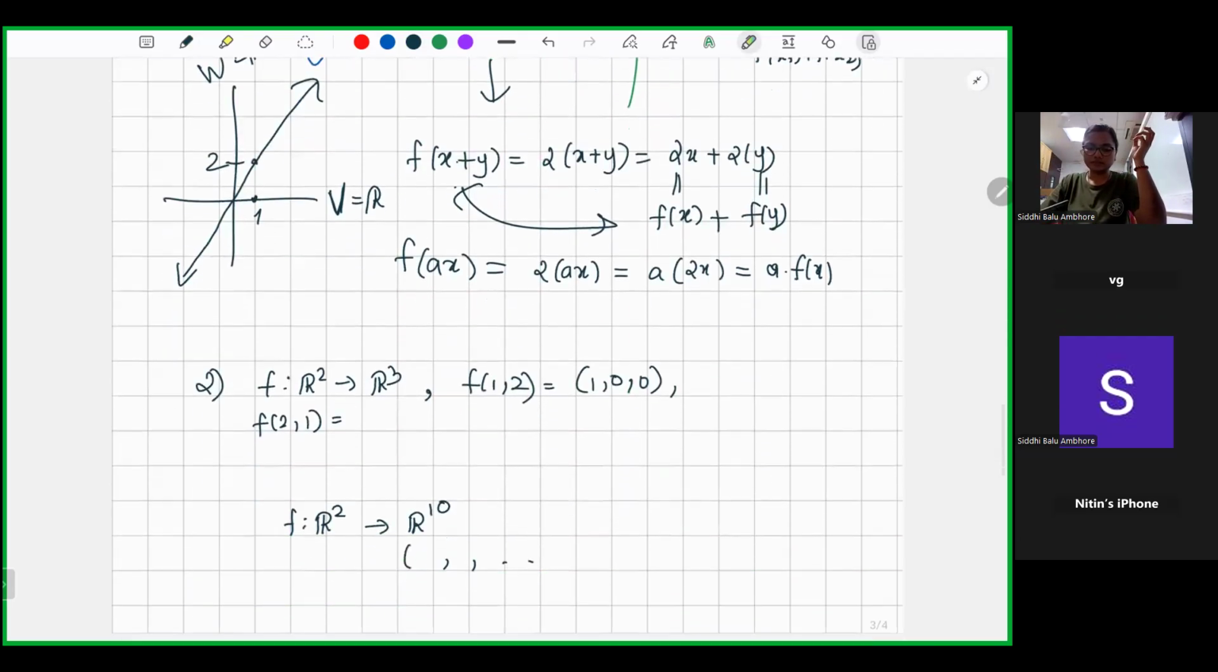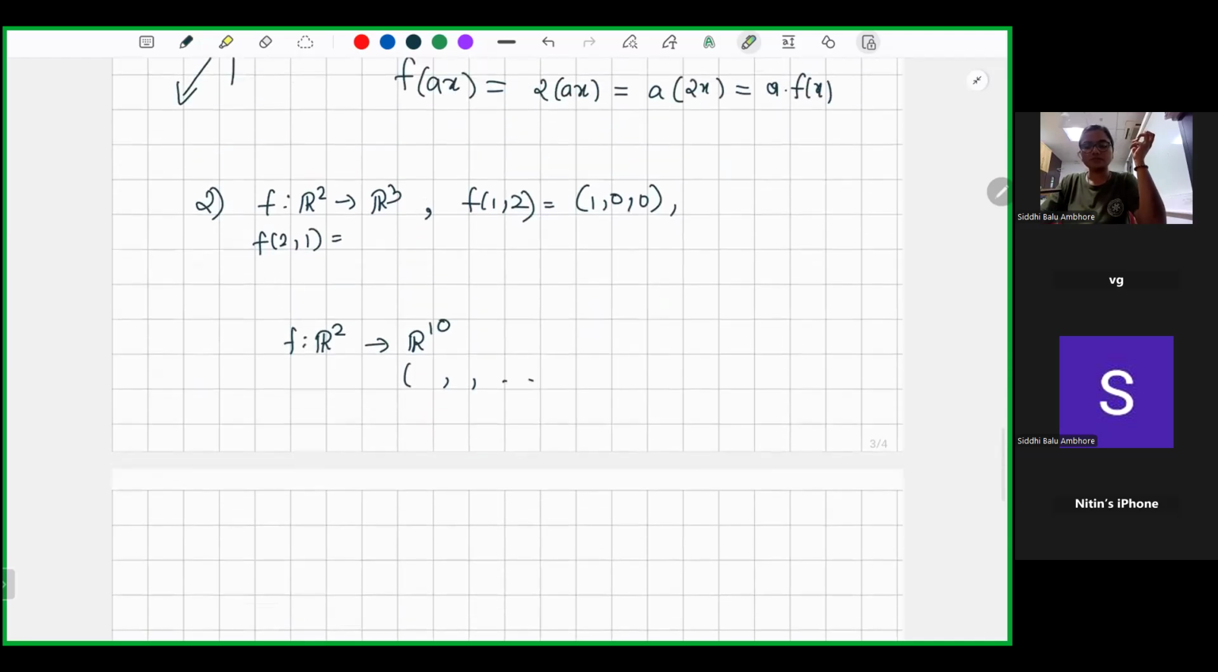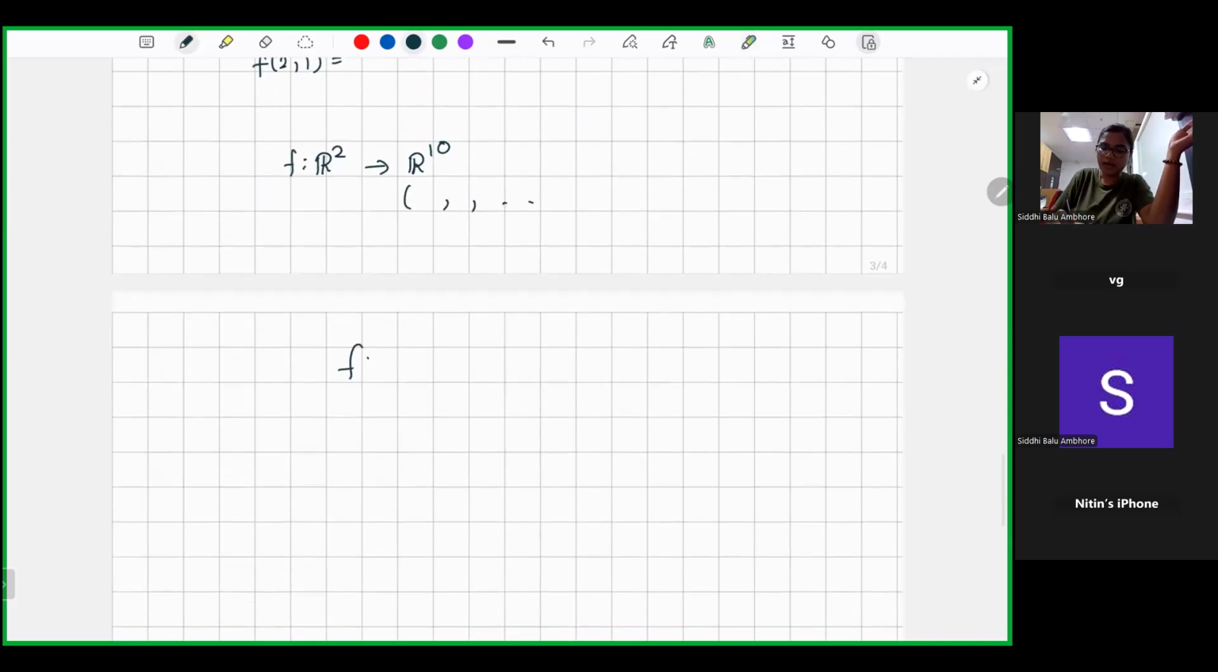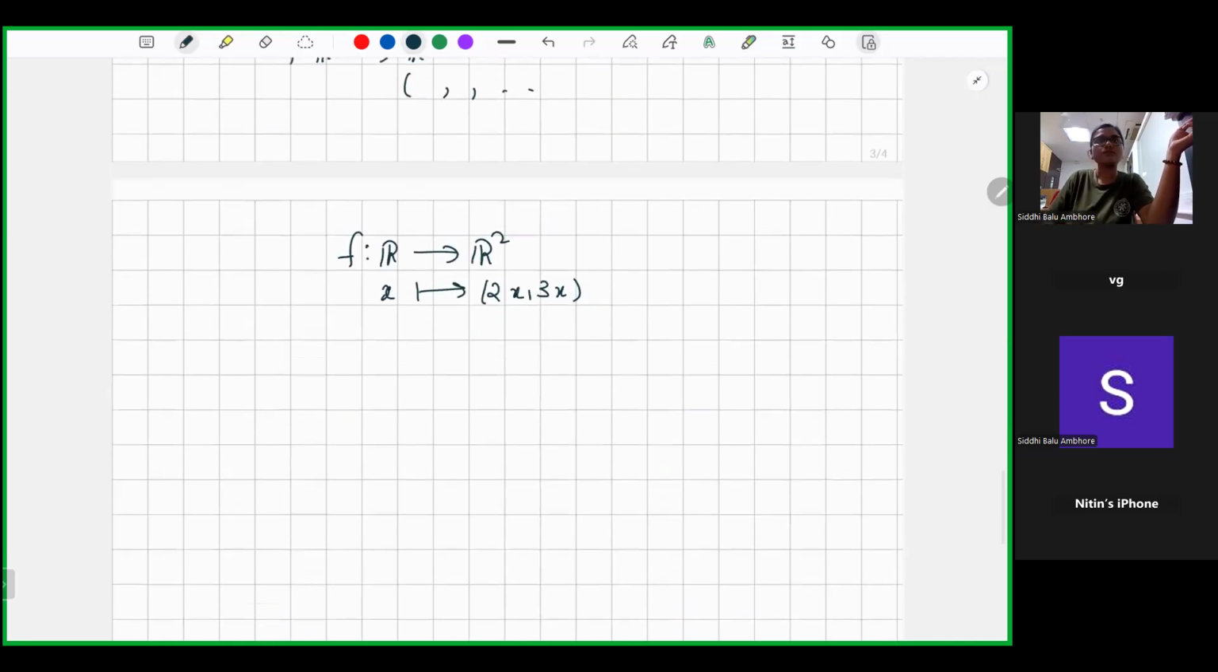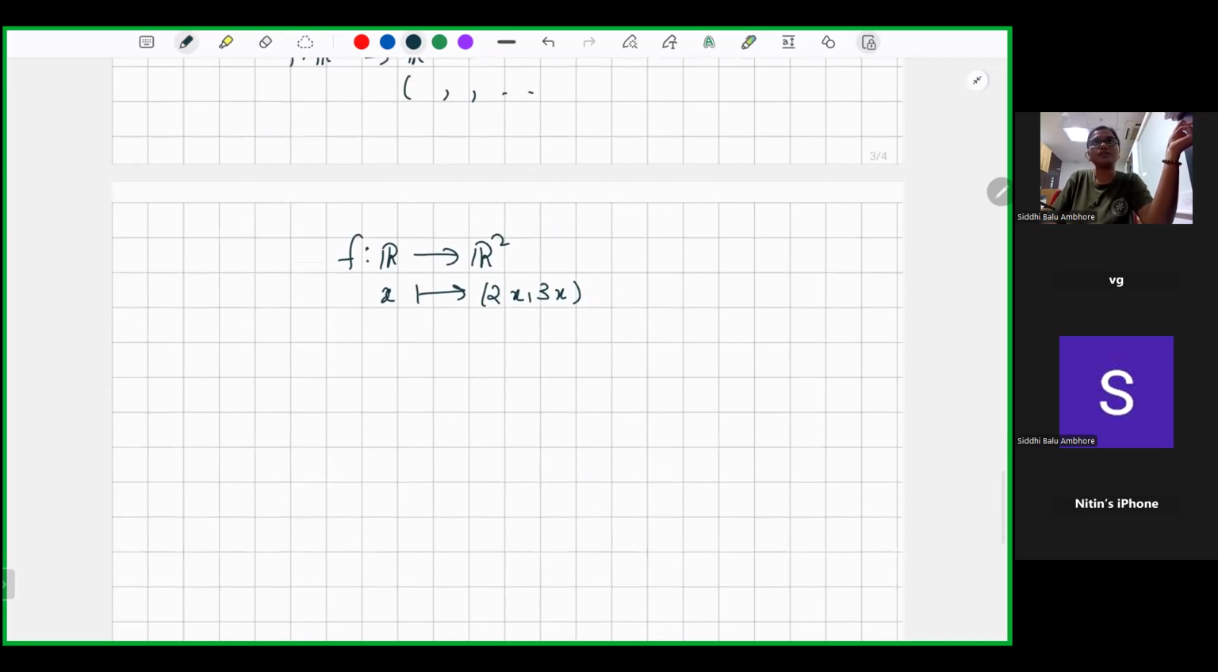Then f of xy would be what? Here there was projection, right? You just reduced one coordinate to 0, you annihilated one dimension. But here you are adding one dimension from R2 to R3. That's not a problem, right? For example, I can also define F from R to R2, such that my x is going to 2x comma 3x. This is a well-defined map, right?